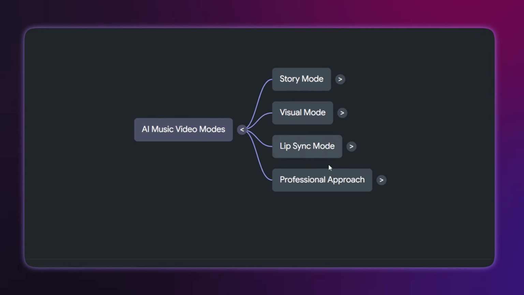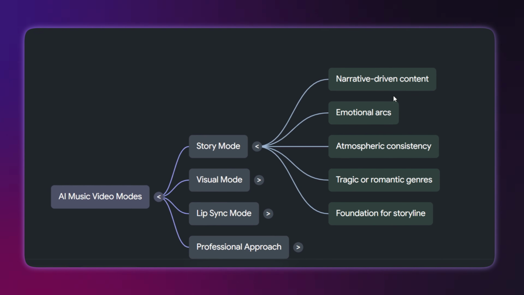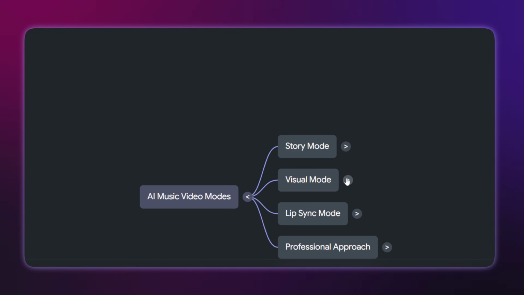Story mode is designed for narrative-driven content, focusing on emotional arcs and atmospheric consistency. It is the ideal choice for tragic or romantic genres. Consequently, for this specific music video, I will prioritize this mode as the foundation to maintain a coherent and impactful storyline.